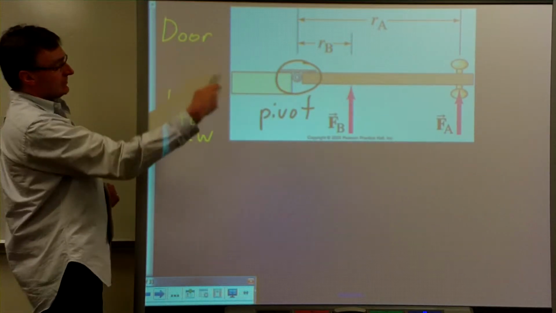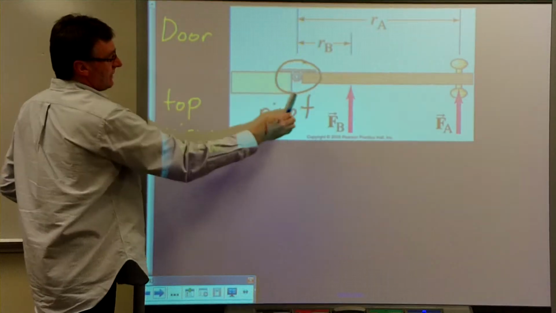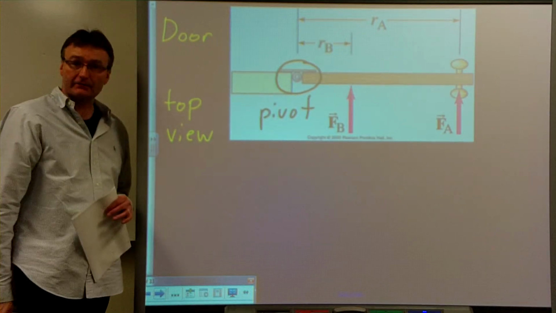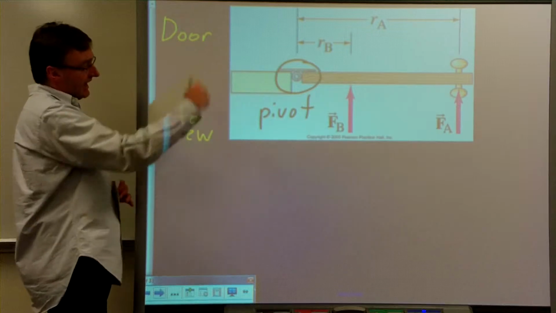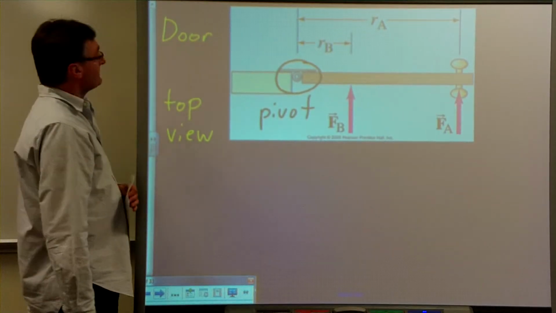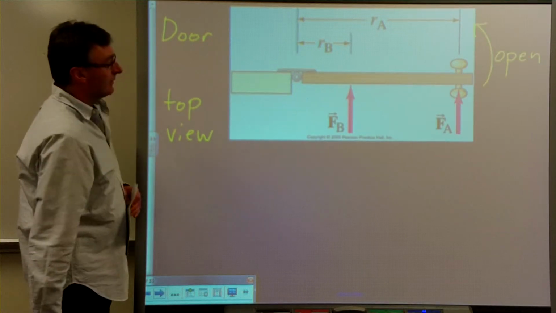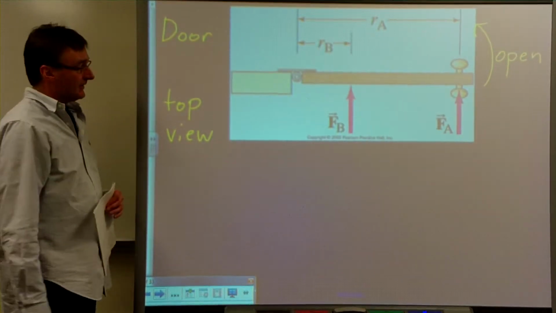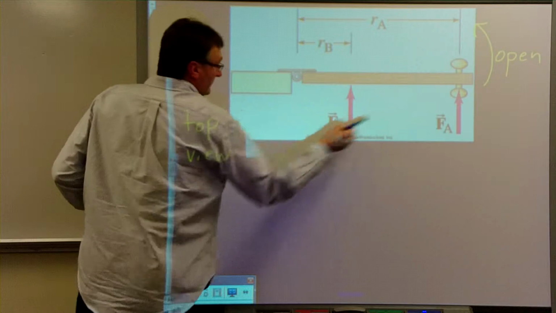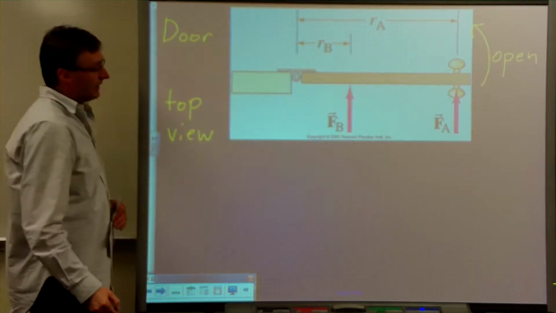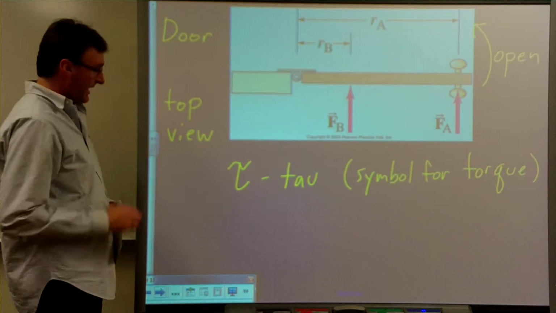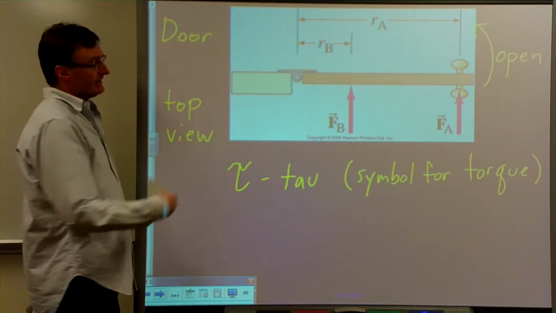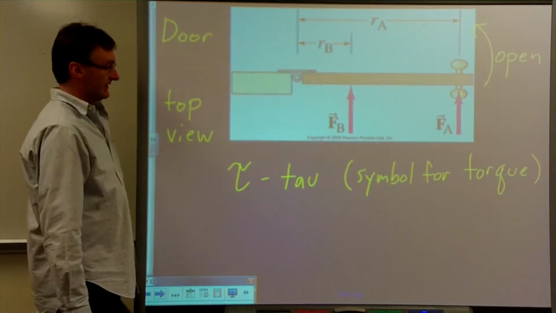Here's our door once again, and here's the hinge, which we often refer to as the pivot point, or sometimes the axis of rotation as well, because we're talking about moving something in a circular kind of motion. Again, here's our top view of the door. In this case, the door would open in that direction, shown by the arrow there. These two forces would produce a torque on the door in order to open it. And the symbol that we use for torque is called tau, and it looks like this here.